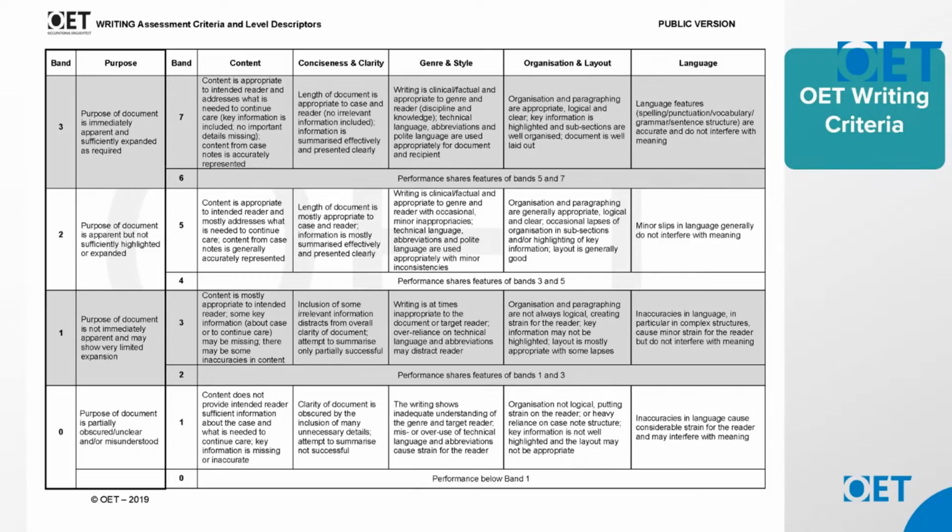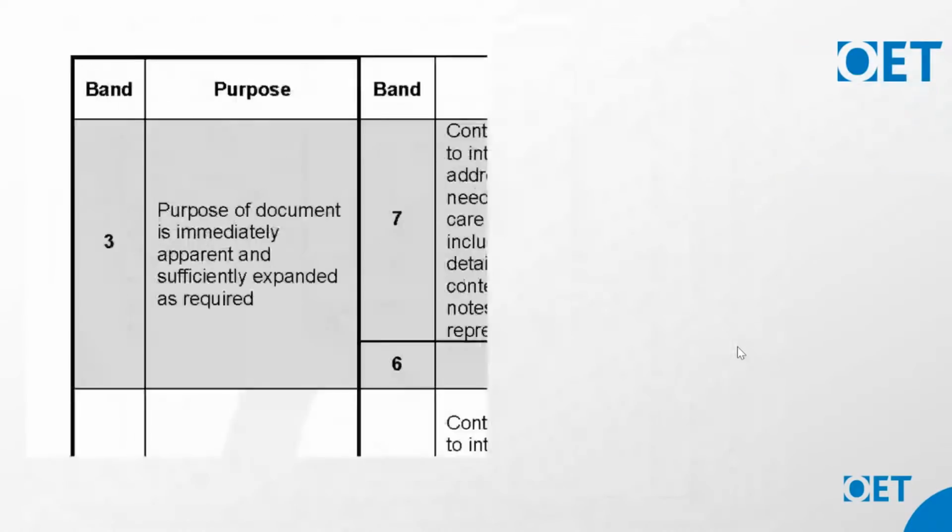And as I mentioned, this criteria is completely different to IELTS criteria or other test criteria. So it's important to read it. Let's have a quick look at it together. And you can see that the first criterion is purpose. And the maximum score for this one is 3. So this is when your purpose or the reason you're writing is immediately apparent and sufficiently expanded.